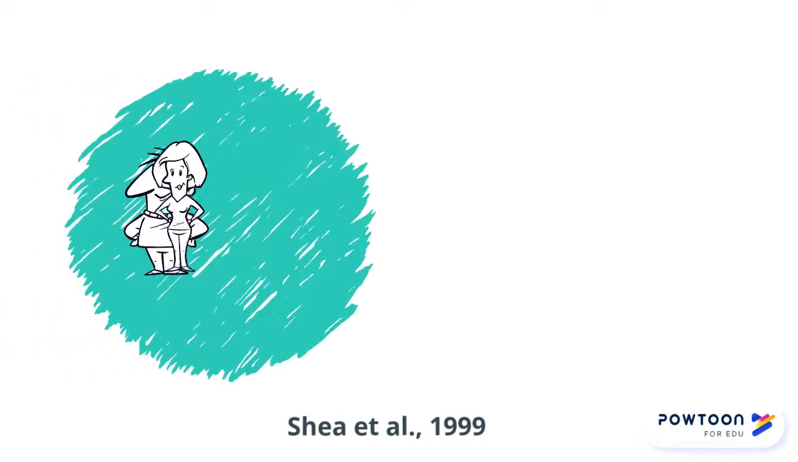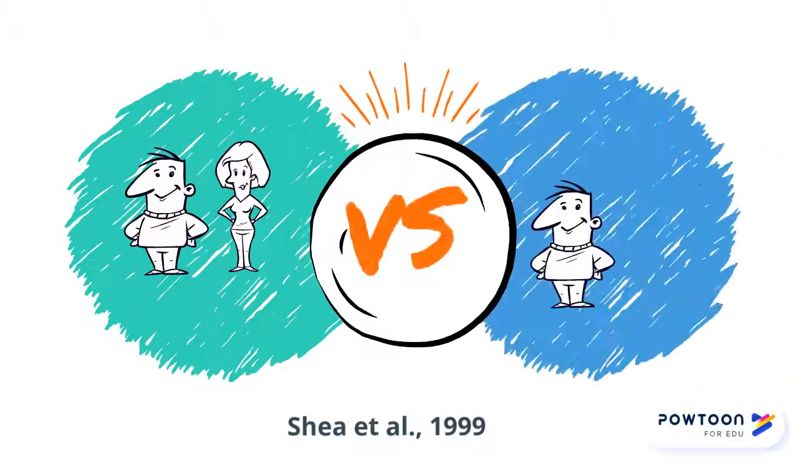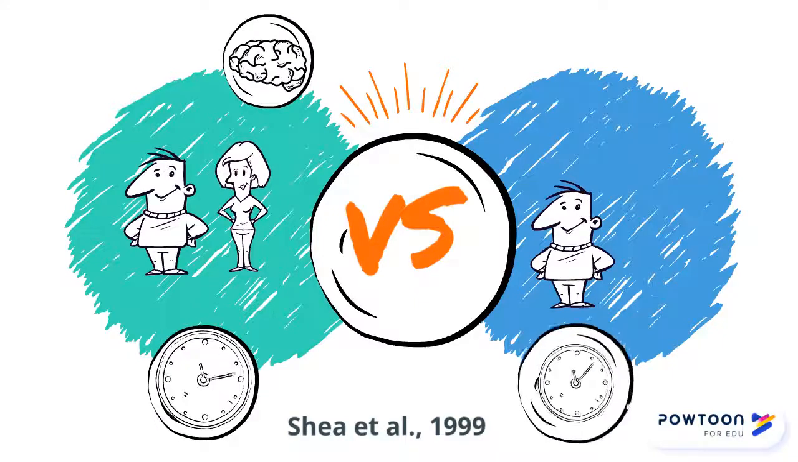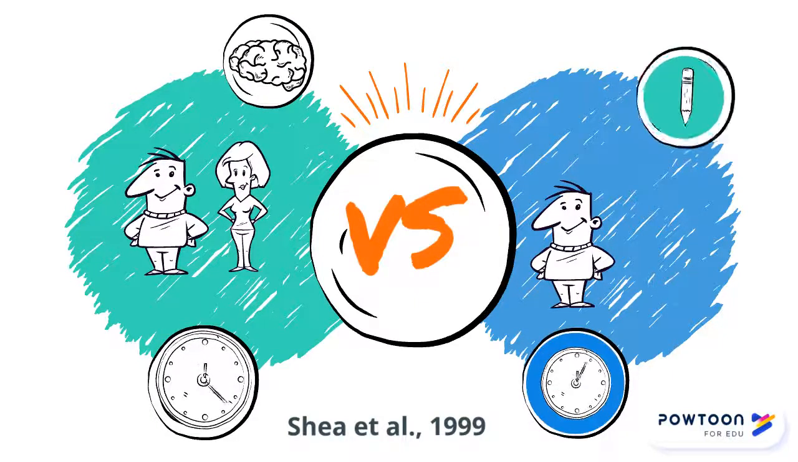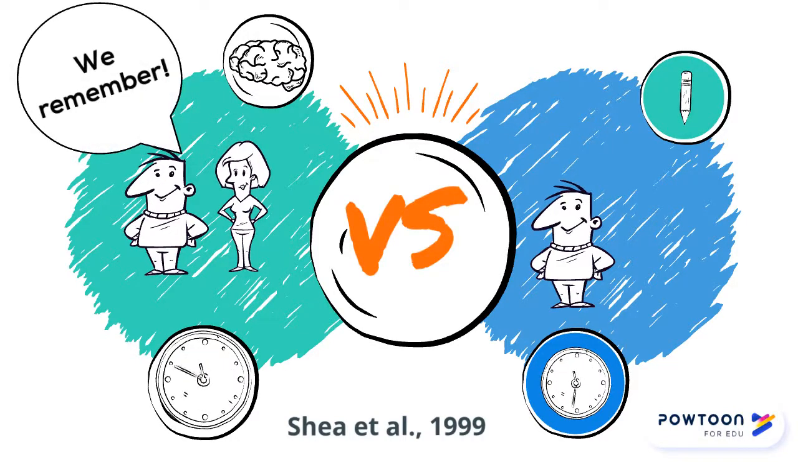A study by Shea and colleagues in 1999 found that students who learned in pairs and took turns observing each other retained their newly learned skills better than those who learned individually. So having our students observe each other while performing clinical tasks could improve their retention.